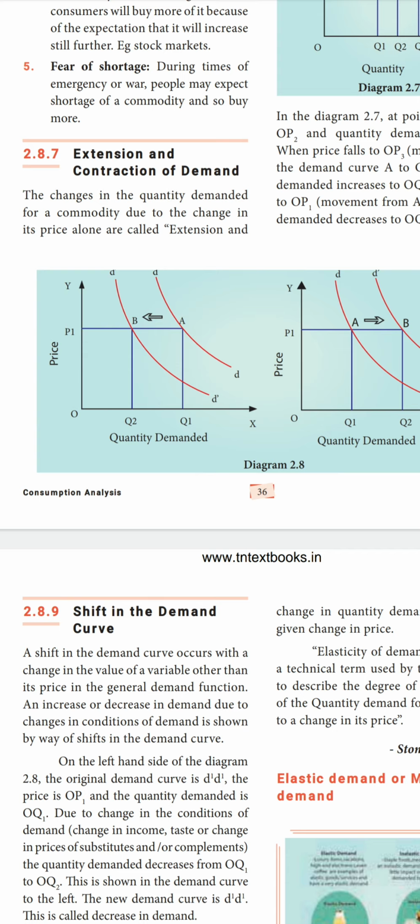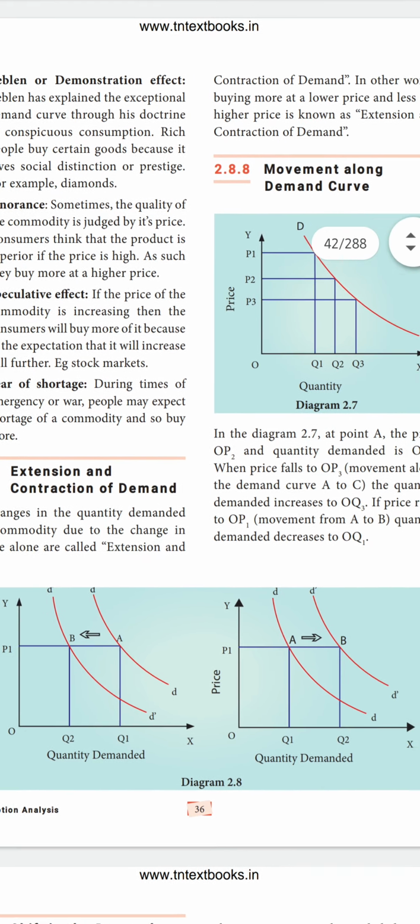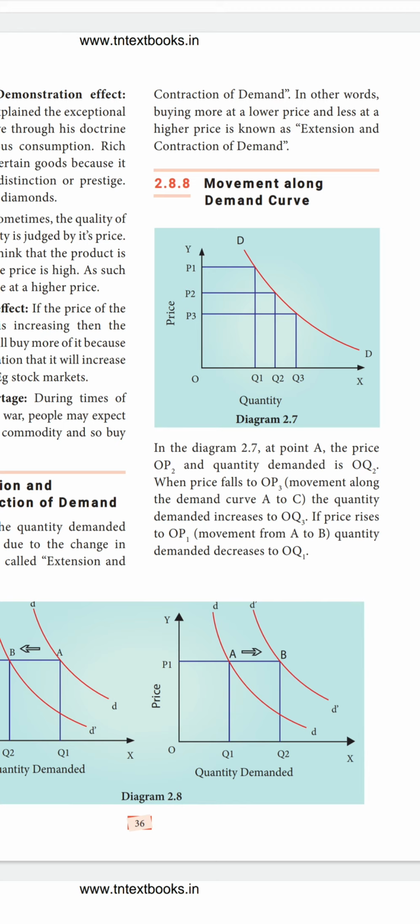If the buyer buys more, it means he will buy only at the lower price. If the product's price is lower, then the buyer will buy more. If the price is higher, then the buyer will buy less of the product. Okay, that means the demand for the product is changing due to the changes in the price. It is called extension and contraction of demand.